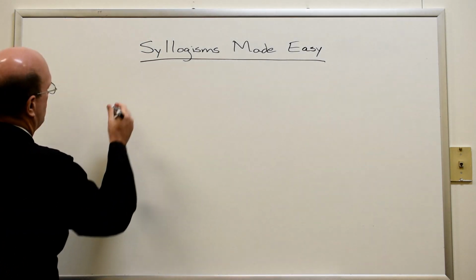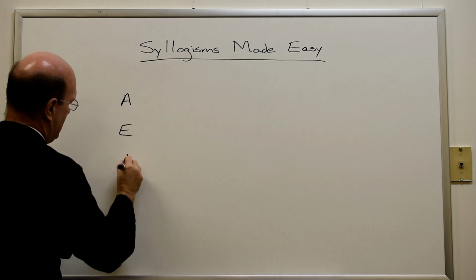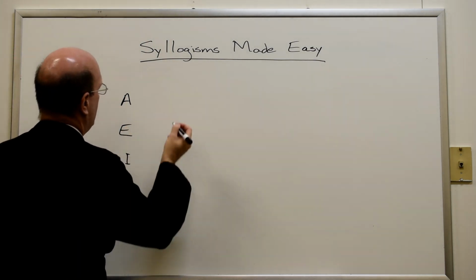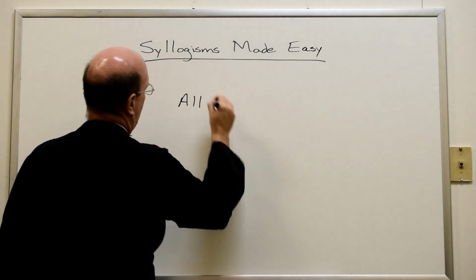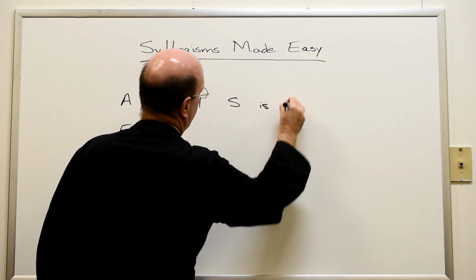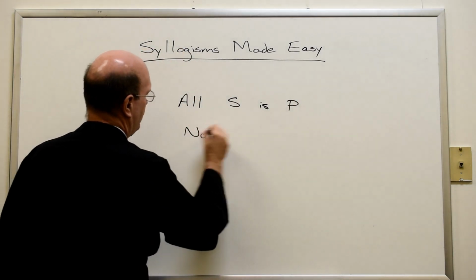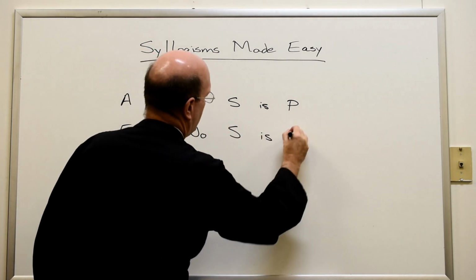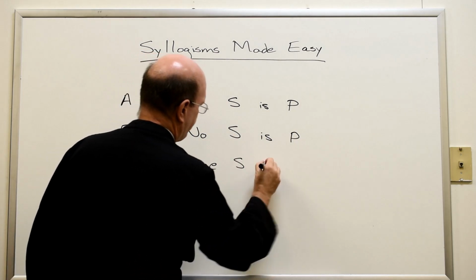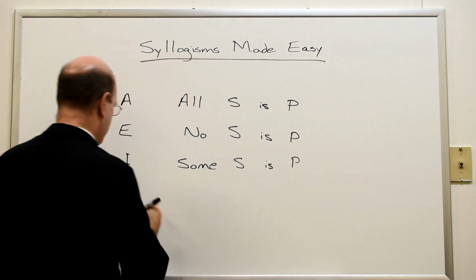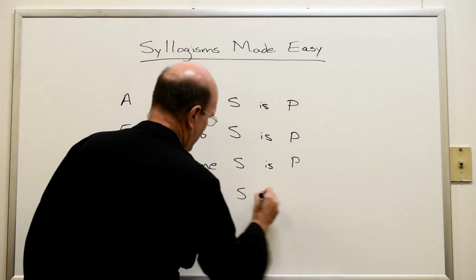So we do remember that there are four types of categorical statements: A, E, I, and O. The A statement says, for example, that all S is P. The E statement says that no S is P. The I statement says some S is P, and the O statement says some S is not P.